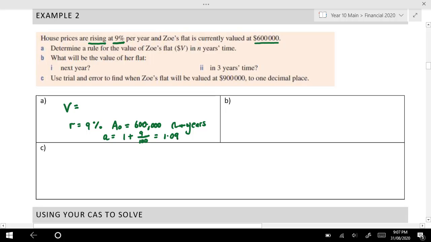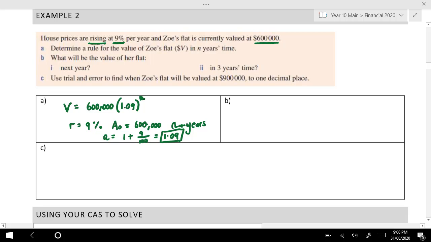And now that we've done all the hard work, that's, I think, the hardest thing for a lot of students to get, that sort of growth rate. Now, let's go ahead and put that in. The value at any time is 600,000, the initial value, times our growth rate to the power of how many years, which is, of course, just n.